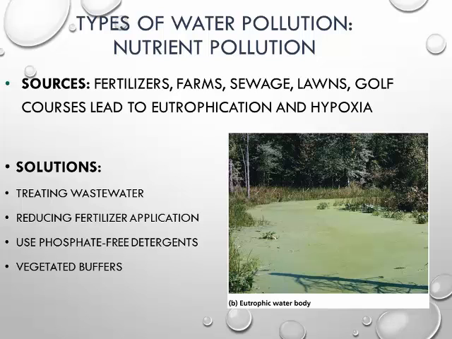Nutrient pollution leads to eutrophication, which can then cause hypoxic or anoxic conditions. Recall that hypoxic means very low levels of oxygen and anoxic means no oxygen in the water. Nutrient pollution can be resolved by treating wastewater, judicious application of fertilizers, use of phosphate-free detergents and building vegetated buffers on the edges of water bodies. The vegetation in the vegetated buffer filters nutrients in runoff before the runoff reaches the water body.